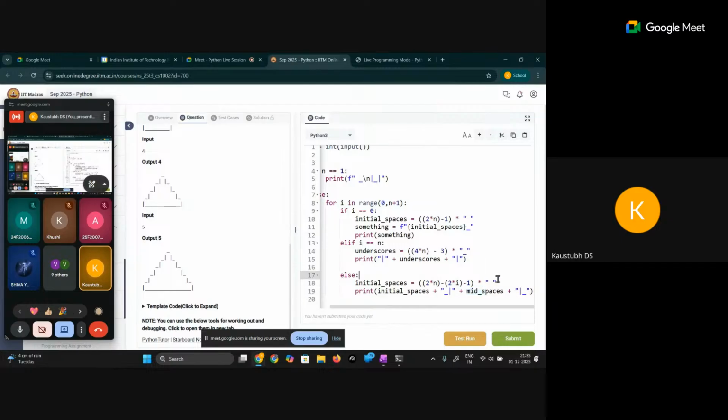Now the next thing which we need to find is the number of spaces in between. So the initial spaces for each line have been found. Nice. Now for each line we just need to find this number of spaces, right? The middle spaces. Correct?